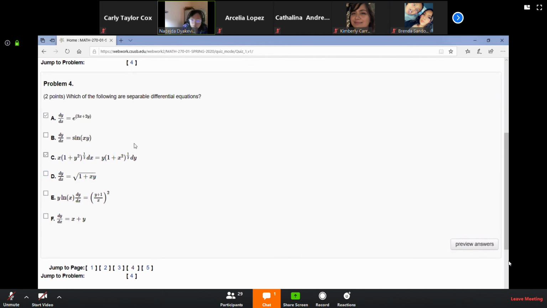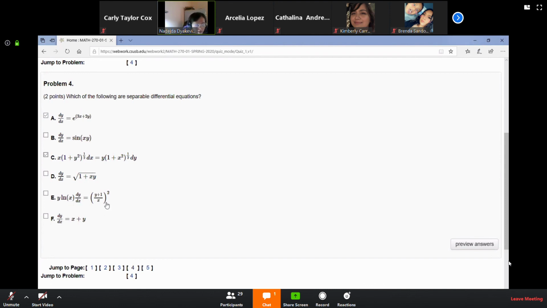How about the next one in part D? Can you break this into a product of two functions? Is this separable? No, we cannot. You're right. There's no way. You cannot break the square root because you have a plus. This is a plus, not multiplication. So you cannot separate this way.